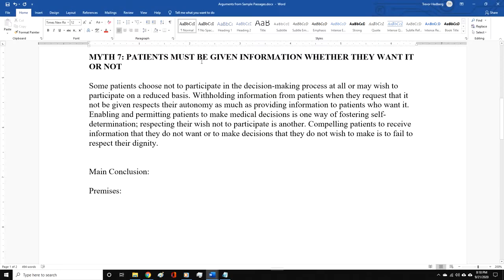So this one is from the section on Myth 7. Patients must be given information whether they want it or not. Like with the previous one, take a minute to pause the video if you haven't already read this passage. Just pause it here, take a little time to read the passage and get a sense of it, and then I'll walk through this one the same way.